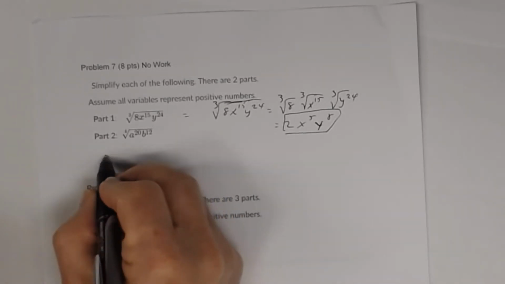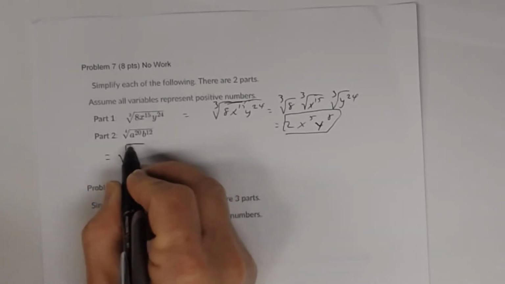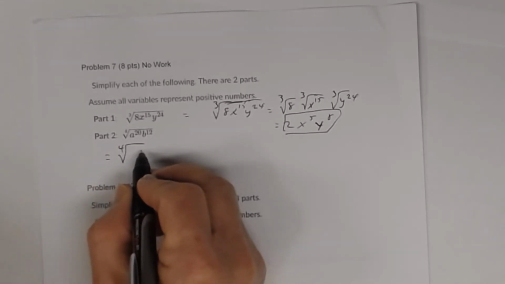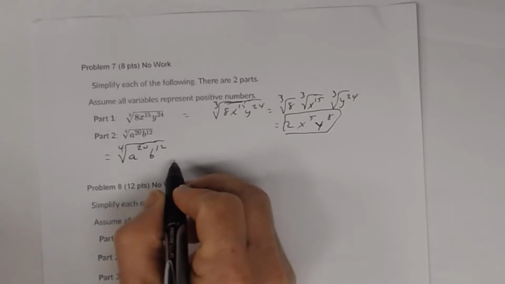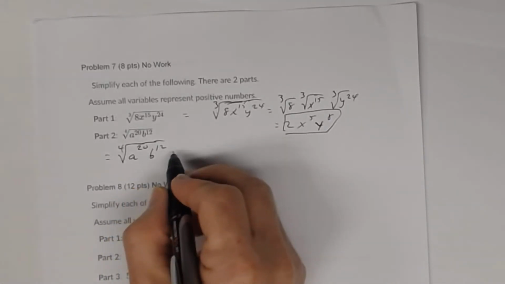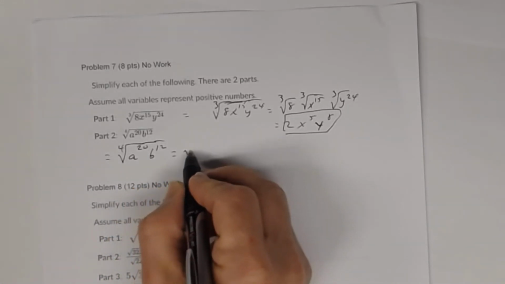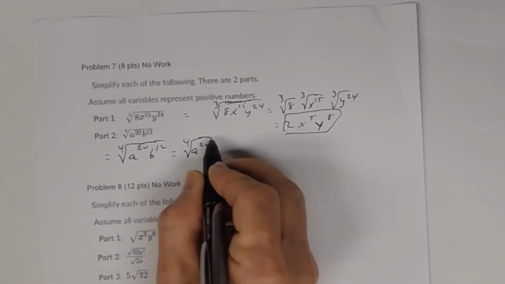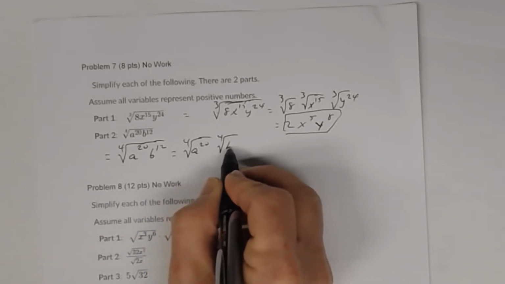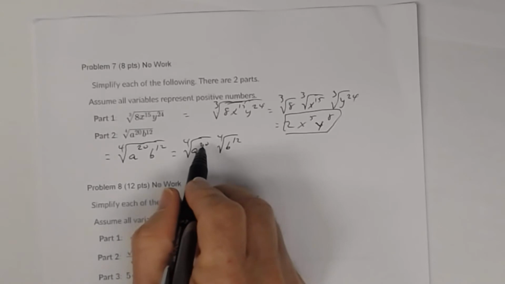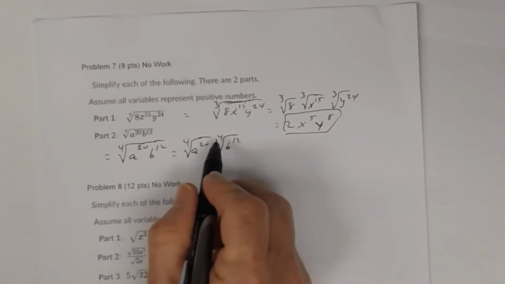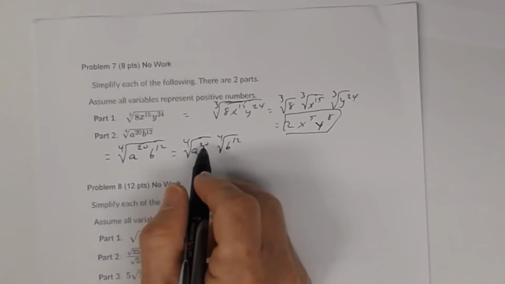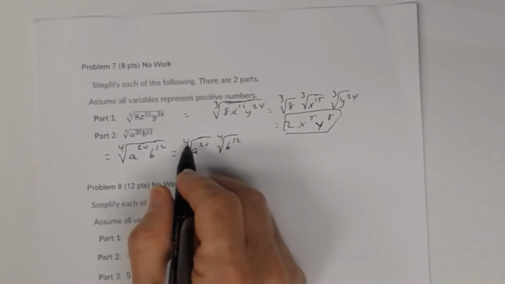Part 2, same idea. You're going to rewrite, let me go ahead and show you what this says. This says the fourth root of a to the 20th power b to the 12th. So according to the product property for radicals, I can rewrite this as the fourth root of a to the 20th times the fourth root of b to the 12th. And I can simplify each one of these because the exponent is greater than or equal to the index. These are easy because the exponent is divisible by the index.